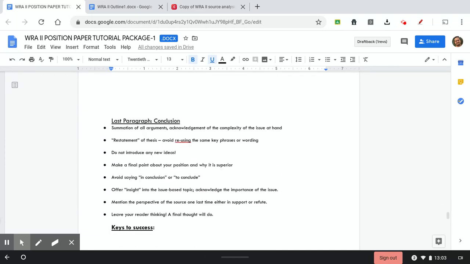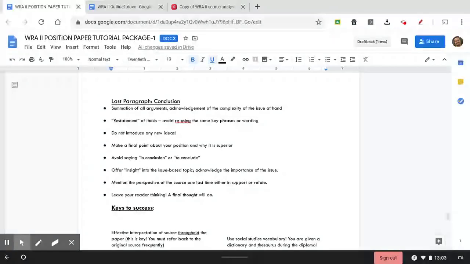Your last paragraph should be somewhere around half a page, and it should only take you a few minutes to write. This is just a summary of all your arguments. You're acknowledging the complexity of the issue at hand, and you're restating your thesis. So avoid reusing the same key phrases or wording. Put it in different words.